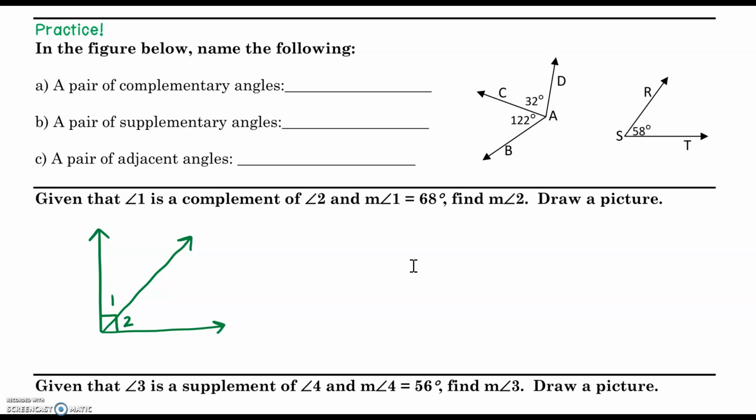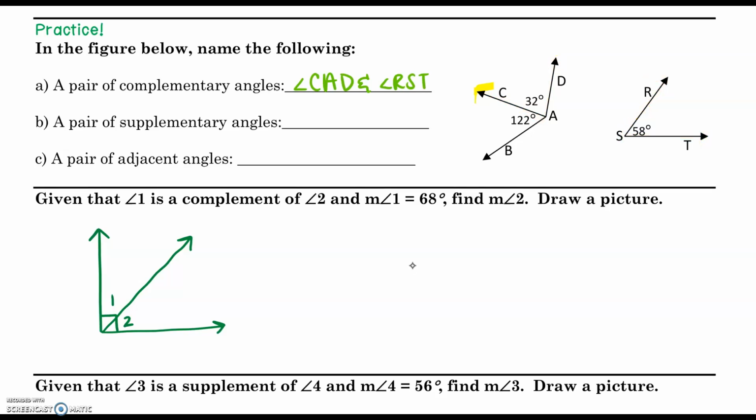So pause the video and try the practice problems on your own. Just A, B, and C. So for A, we have a pair of complementary angles. These add up to 90 degrees. So we have 32 plus 58 is 90 degrees. So a pair of complementary angles is angle CAD and angle RST.